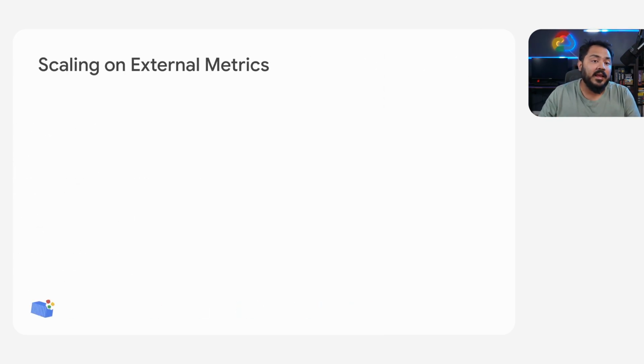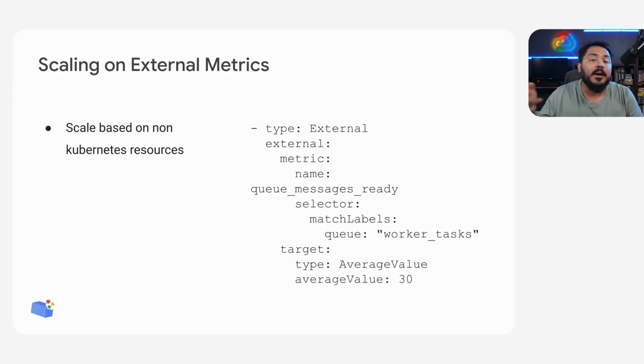The next type of scaling is based on external metrics. This is anything that is not Kubernetes resources. This can be anything like a PubSub or Google Cloud Storage objects, or anything in between that your Kubernetes cluster knows the metric for, and you can scale horizontal pod autoscaling based on that metric.